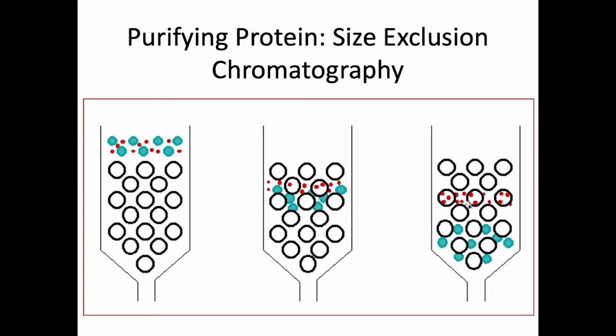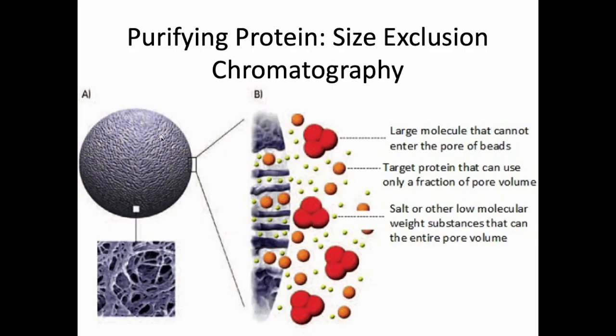Well, to understand why this is happening, we have to zoom in even further to look at the structure and the texture of these little beads, because they're not perfect little circles. These beads are highly textured. There are lots of cracks and crevices and nooks and crannies of varying sizes. So what happens as these proteins pass over these beads is that small proteins and other small things are going to get stuck in these cracks and crevices.